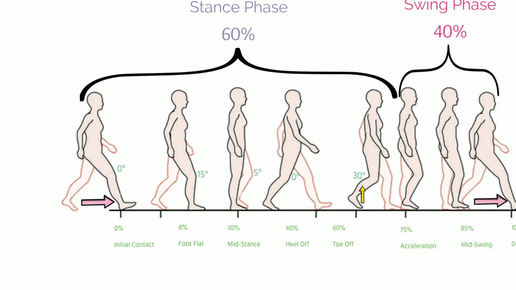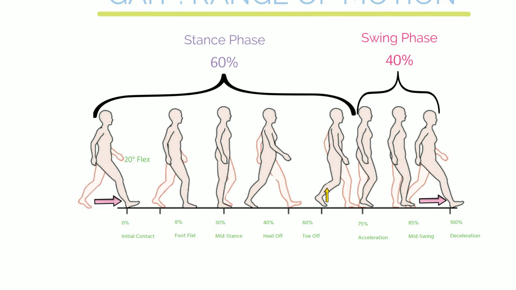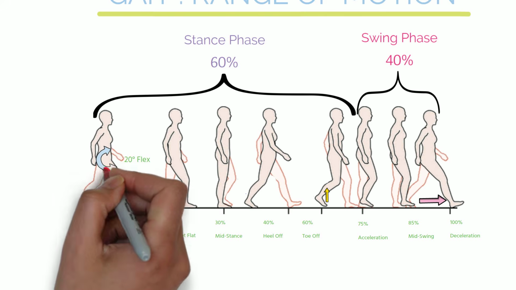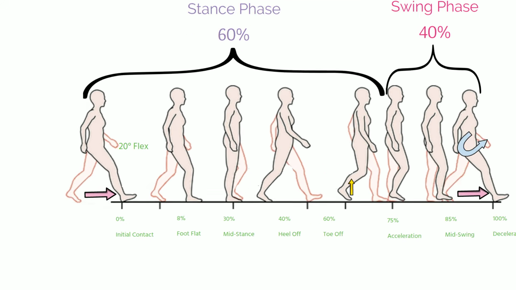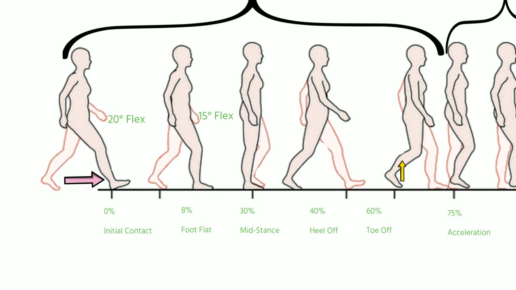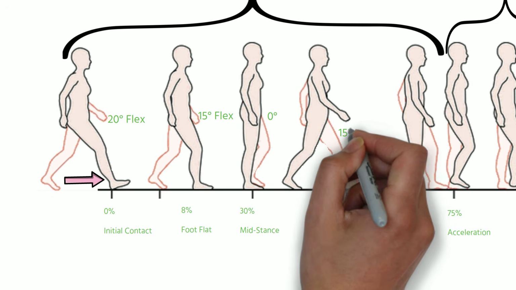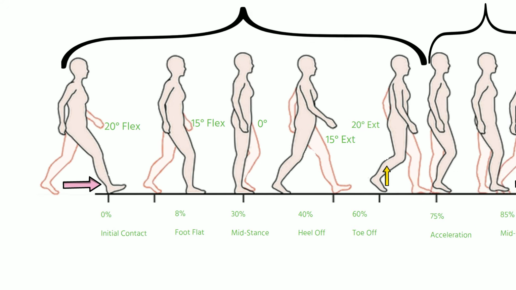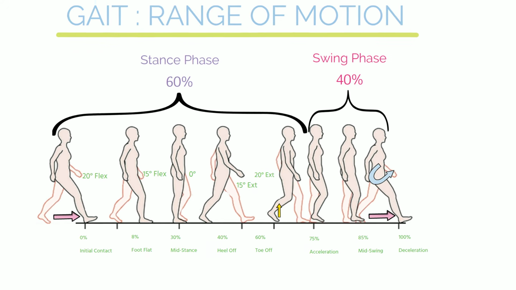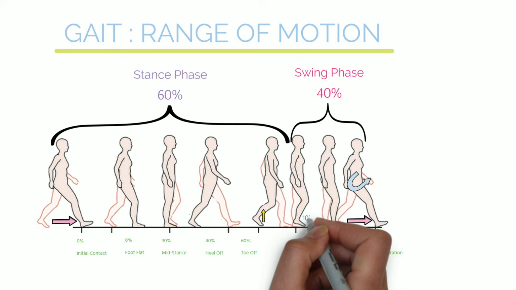The hip is flexed to 20 degrees at initial contact. Notice that it moves from flexed position to extended position through the stance phase and from extended to a flexed position in the swing phase. At foot flat, the hip is flexed to about 15 degrees and neutral at mid-stance. At heel off, the hip is in 15 degrees of extension and reaches a peak extension range of motion at toe off. Now let's take a look at the swing phase range of motion.